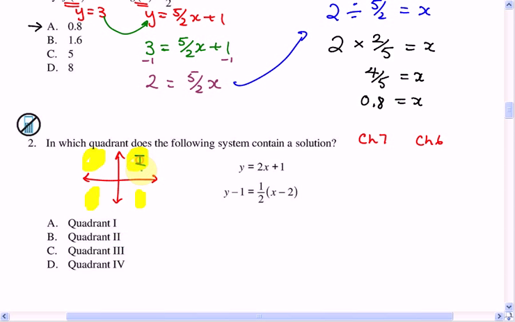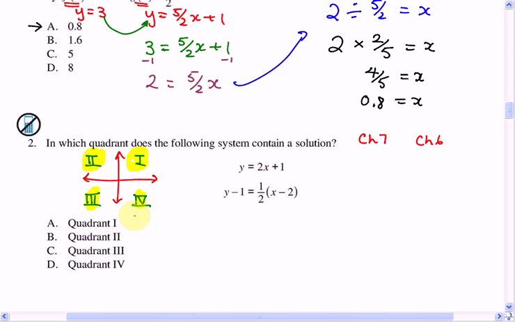This is called quadrant 1. They use Roman numerals, so this is quadrant 1 in the top right corner. Quadrant 2 is the one in the top left corner. Quadrant 3 is the one in the bottom left corner, and quadrant 4 is the one in the bottom right corner. So how do you do this question, especially without the graphing calculator?